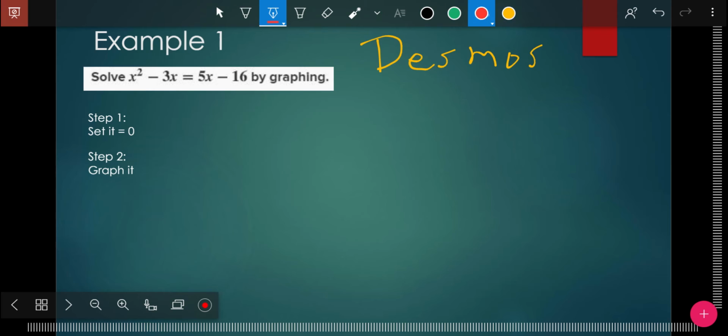Now, I have this equation: x squared minus 3x equals 5x minus 16. To solve it, I need to first set it equal to 0, because that'll allow me to graph it. So I'm going to subtract 5x over, and I get x squared minus 8x equals negative 16. And now I'm going to add the 16 over, and so I get x squared minus 8x plus 16 equals 0.